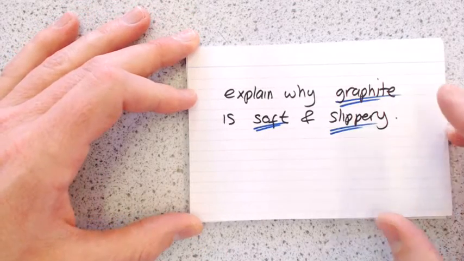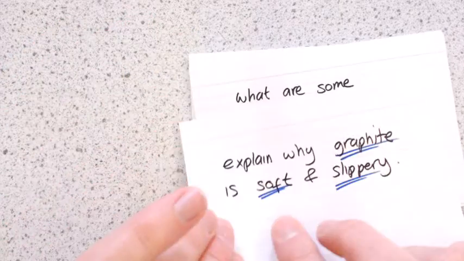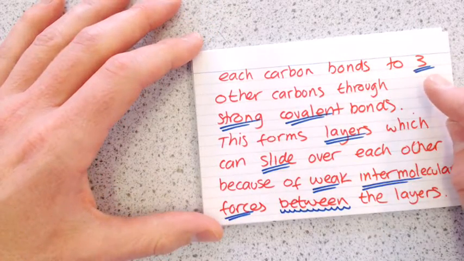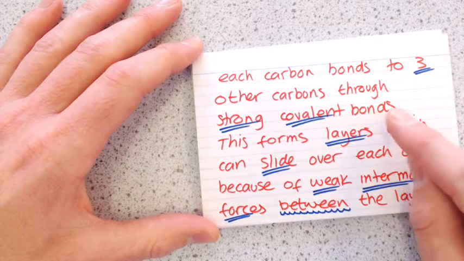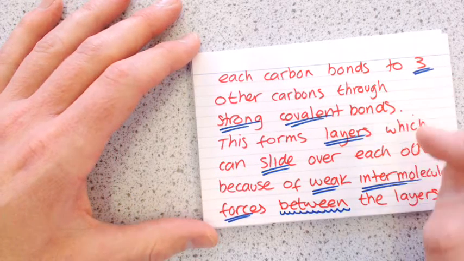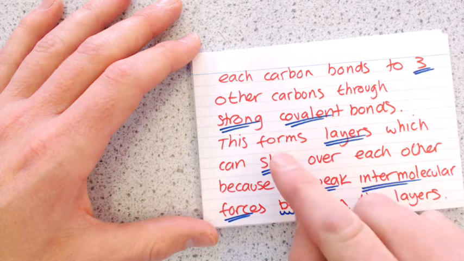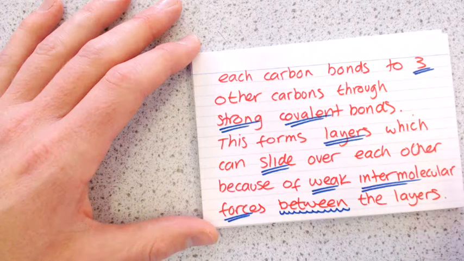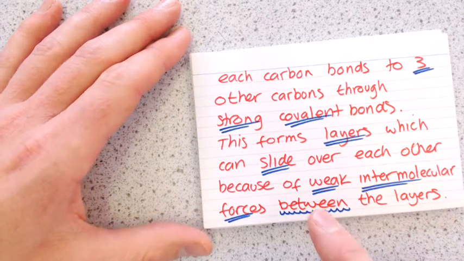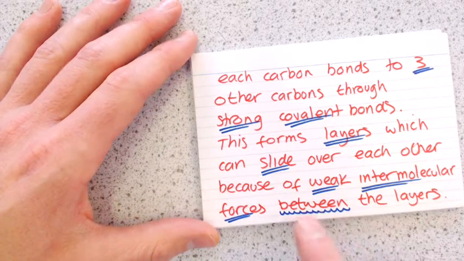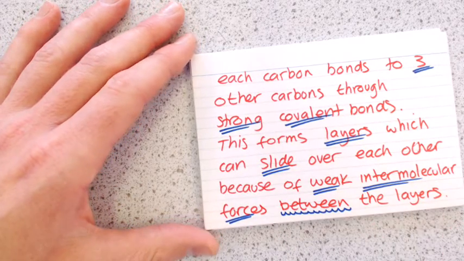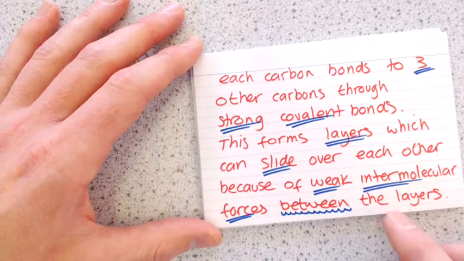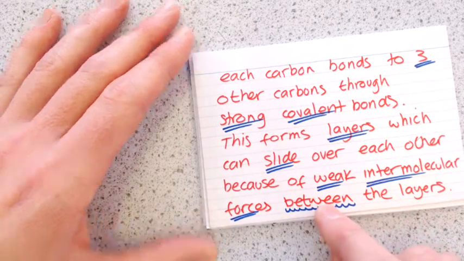Why is graphite soft and slippery? In graphite, each carbon bonds to three other carbons through strong covalent bonds, so that's the same as diamond. But the difference here is that this forms layers which can slide over each other. The reason those layers can slide over each other is because there are weak intermolecular forces between the layers. So within the layer, the bonds are strong, but between the layers, the bonds are weak, which is why this word between is really important.